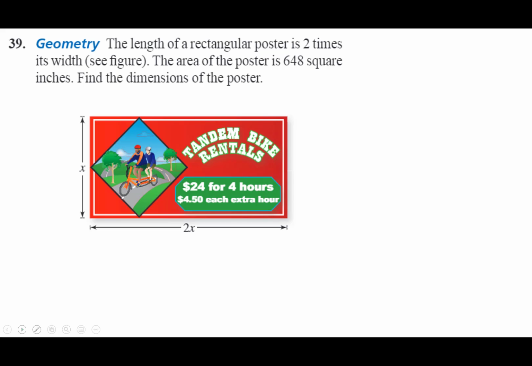The length of a rectangular poster is 2 times its width. The area of the poster is 648 square inches. Find the dimensions of the poster. We're going to follow the same procedure. Area is length times width. And so in this problem we have x times 2x equals 648.